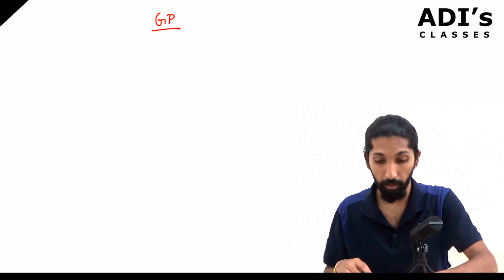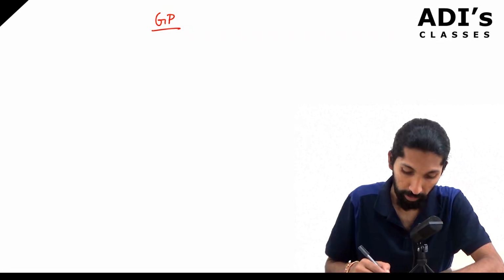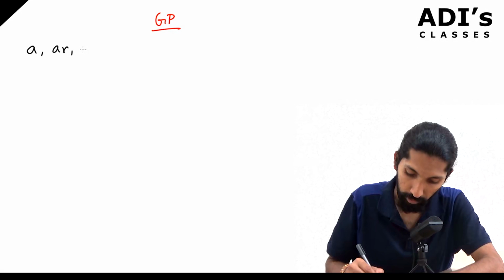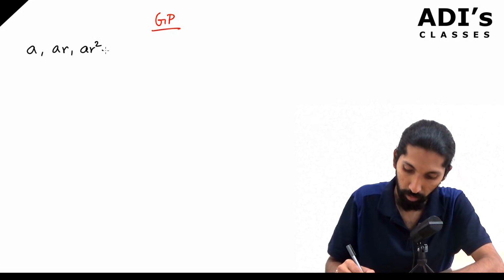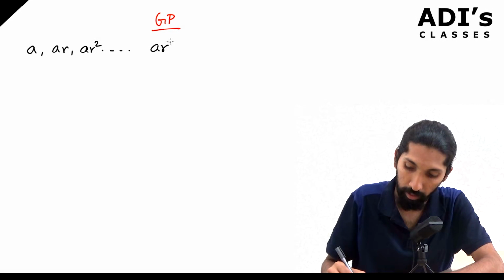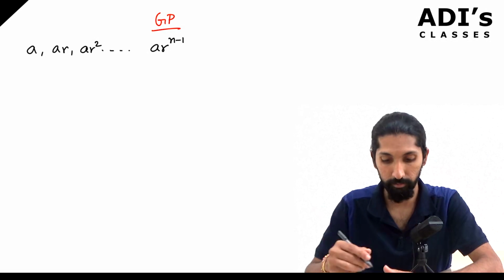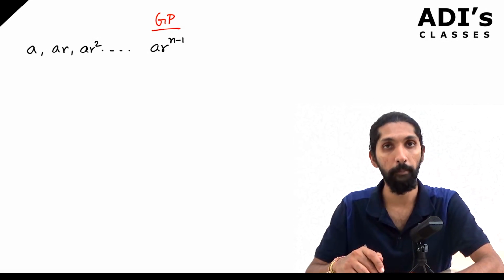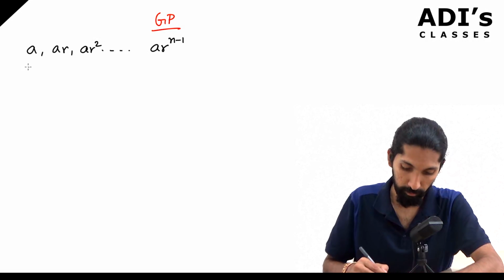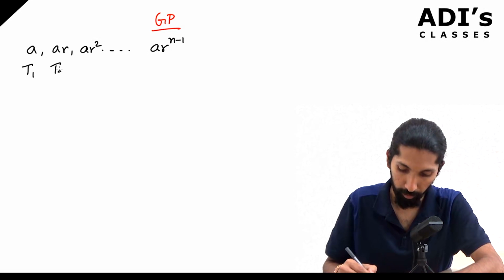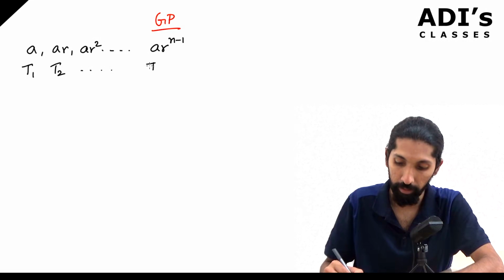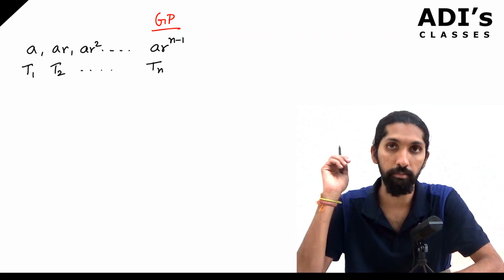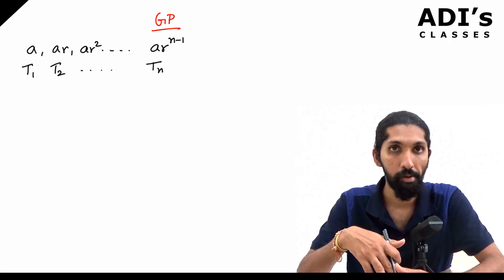That means GP is of the form a, ar, ar square, so on and so forth, till ar to the power n minus 1. This is a geometric progression. Alright, the first term T1, T2, T3 till Tn, or you can say a1, a2, a3 till an. Both are one and the same anyway.